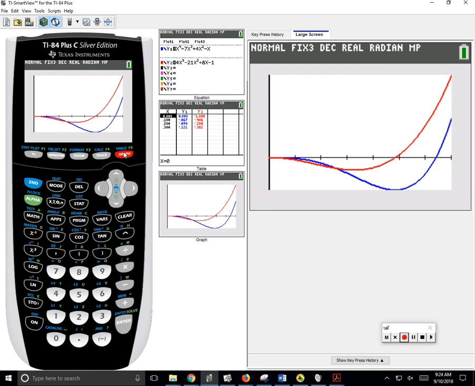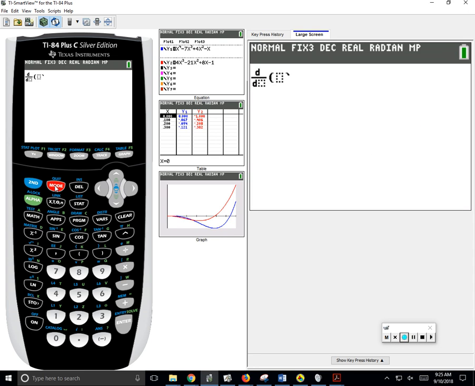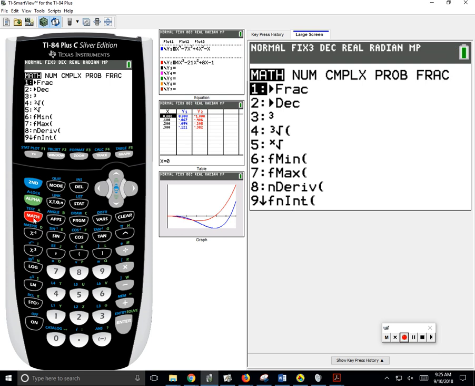Oh, you're all set up. So type in this one. Press enter and do F2 and type that. From the main screen on the 84, type math 8. Look on the math menu. 8 says numeric derivative. So choose 8.